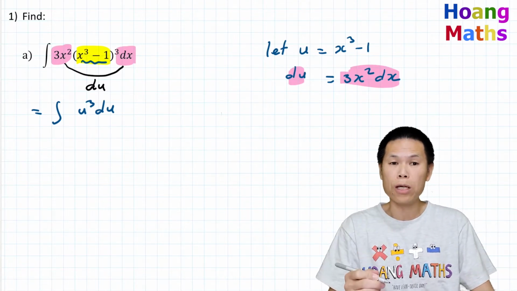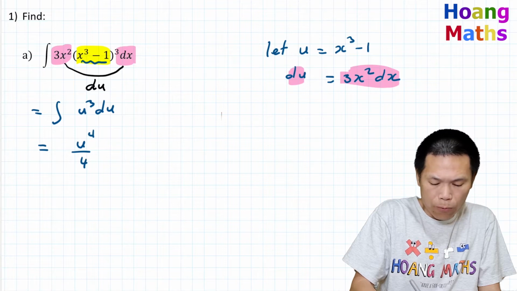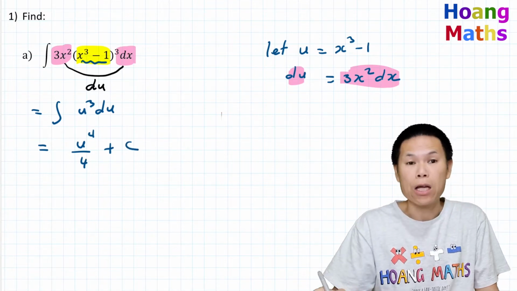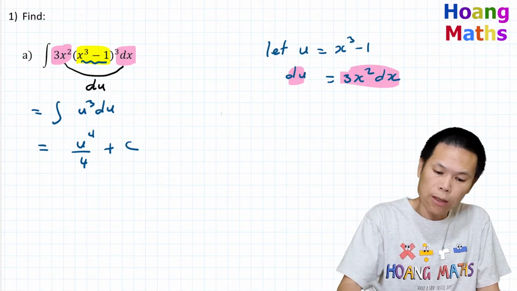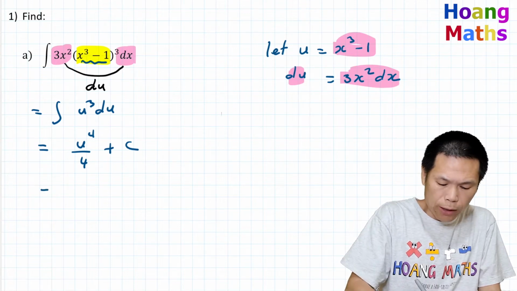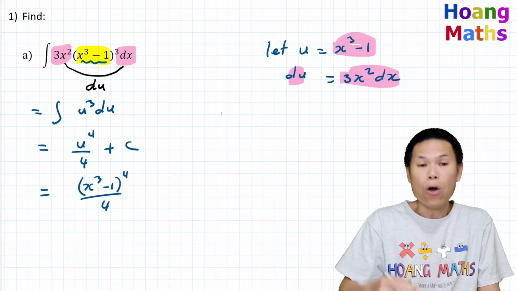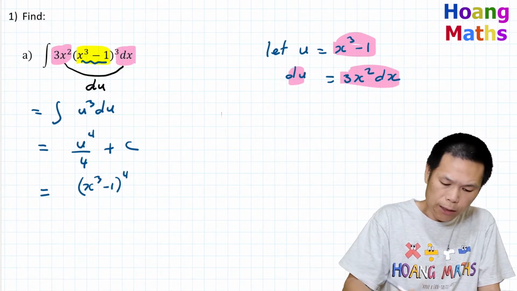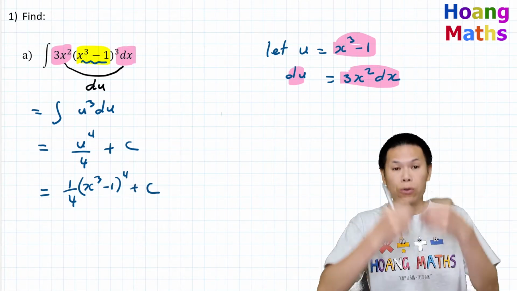We add 1 to 3, which becomes 4. So that is equal to u to the power of 4, and then we divide by 4. And don't forget, we need to add a constant. There you go. And we know that u is this function here, x to the power of 3 minus 1. So that is equal to (x to the power of 3 minus 1) to the power of 4, divided by 4. Or you can also write it as 1 over 4 times that, plus c. So there you go.